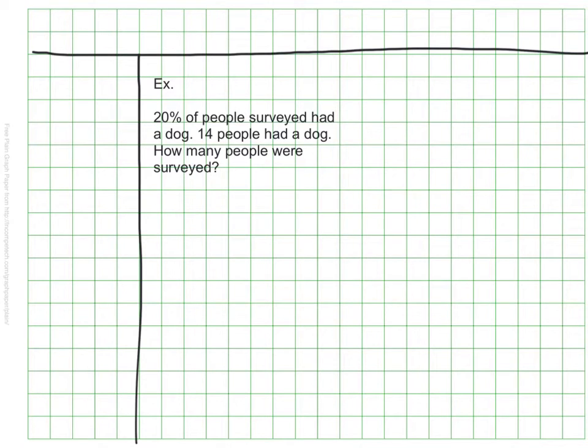So here we are with my original example. 20% of the people surveyed had a dog. We know that 20% of the class is 14. What we don't know is what the whole number is. So I'm going to set this up with backtracking. Remember that the backtracking we had was the whole times the percent gave us the part. Right? Told us what the part was.